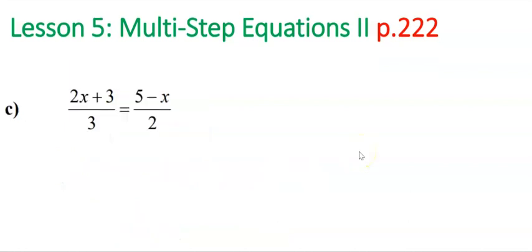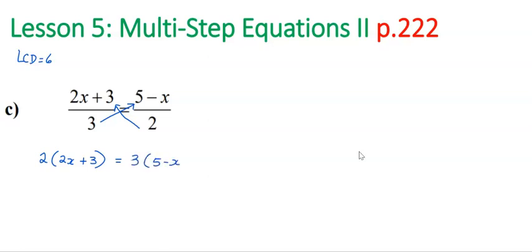For this last question, you have two options. You can multiply each by the LCD, which is 6, or you can cross multiply, which is a bit faster. Again, we have a proportion here. Proportions go quicker. You can multiply 3 times 5 minus x and 2 times 2x plus 3. And then you can collect like terms and isolate. So I'm going to show it that way. So 2 multiplied to 2x plus 3 is equal to 3 multiplied to 5 minus x.